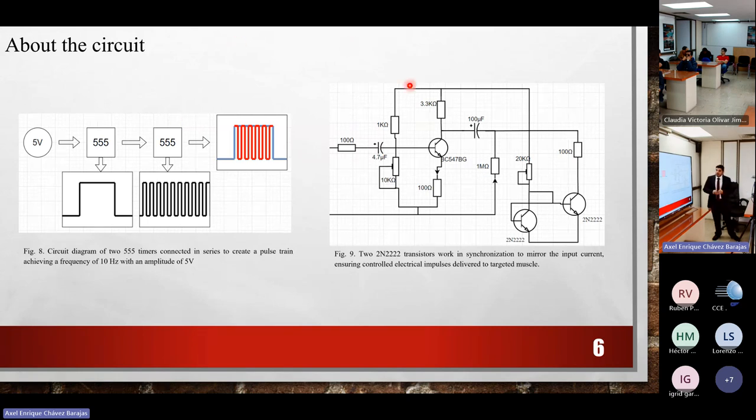The second part of the circuit is a current mirror that is made of 2 transistors working in synchronization. In this way, we can ensure control of the electrical pulses to deliver the target current to the muscle.